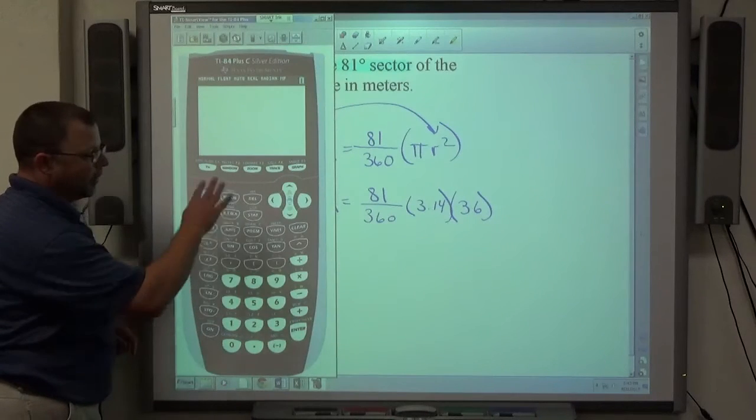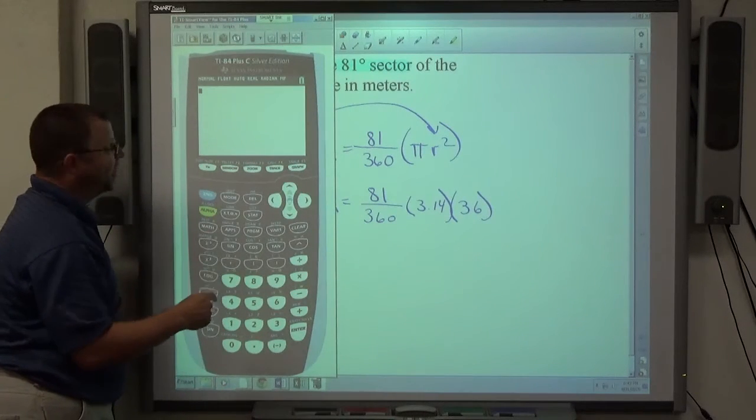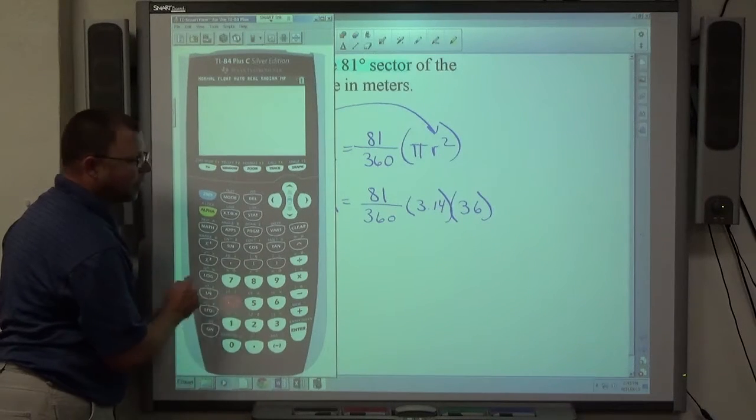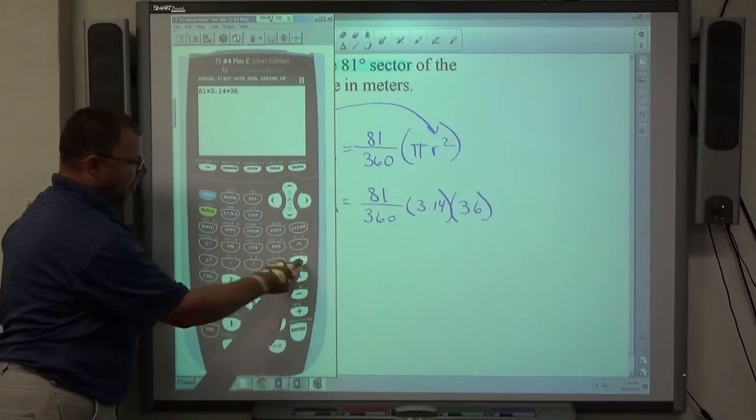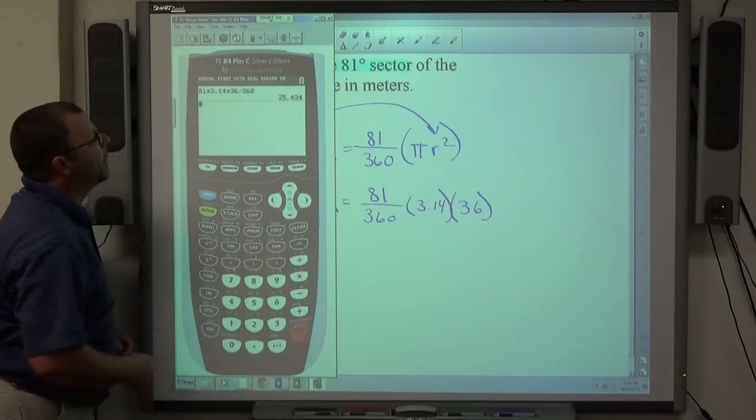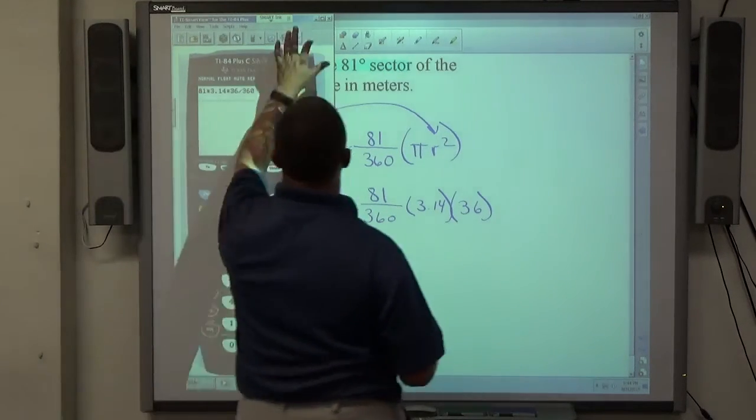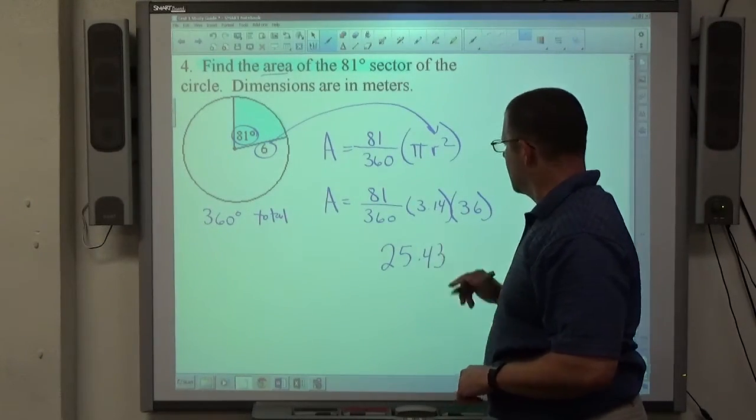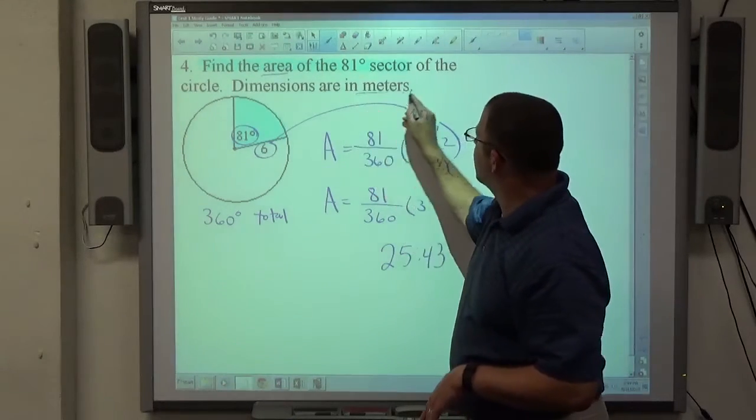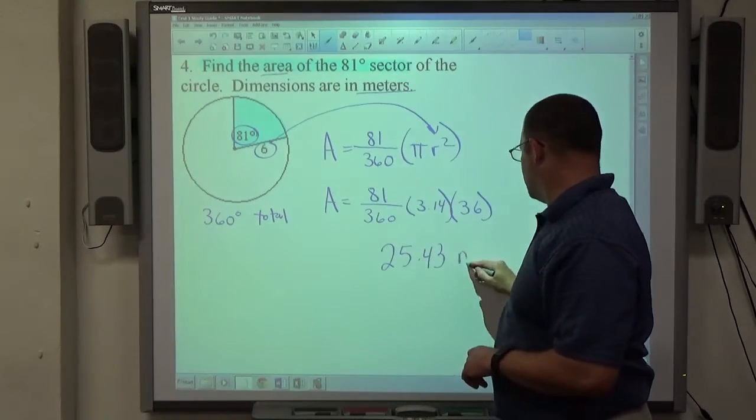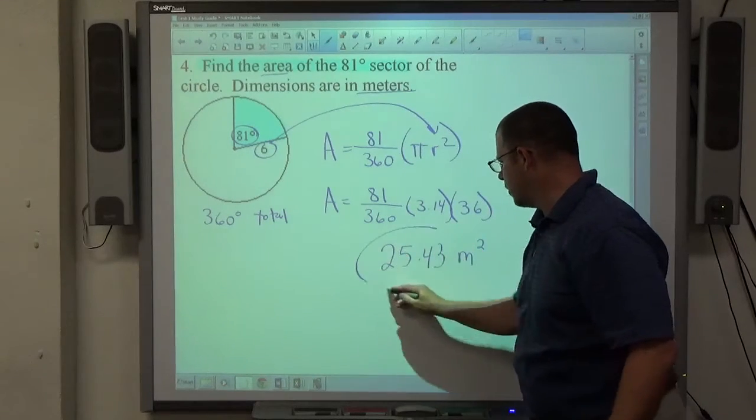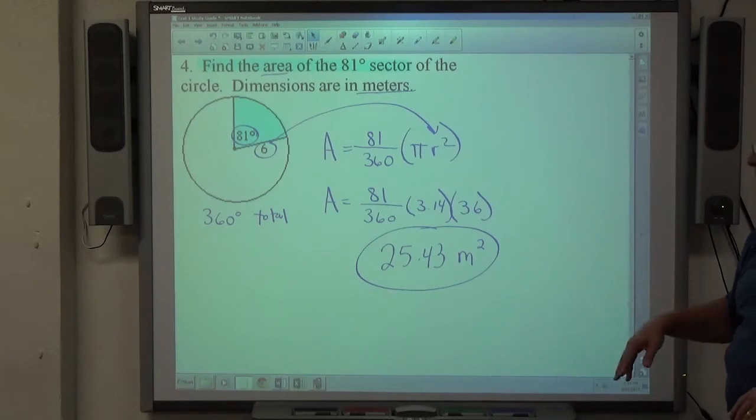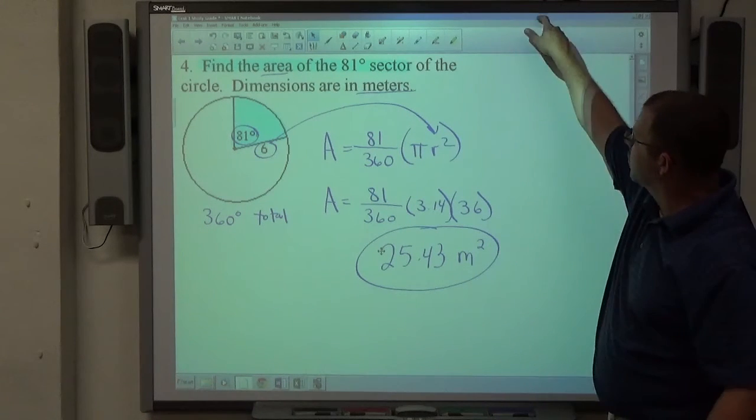And I would type in my calculator exactly what I see there. I do the divided by 360 last. So I'm typing 81 times 3.14, which is pi, times 36, divide by 360, and we get an area of 25.434. I can go 2 decimal places. Dimensions are in meters. Area is always in meters squared, or square units, whatever type unit we're using. So 25.43 square meters is what I'd go with. I'm fine with 434. Don't round too much, but a couple decimal places is always fine.